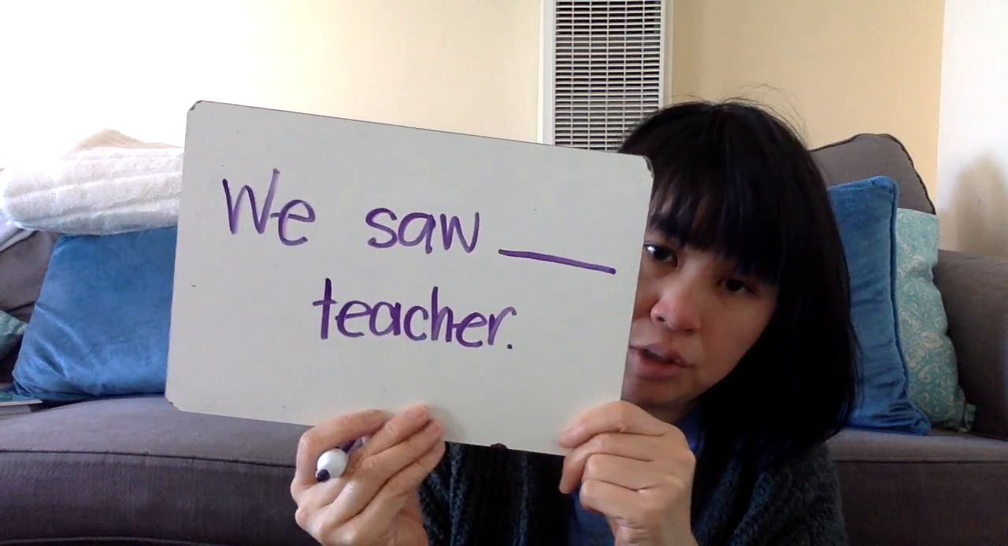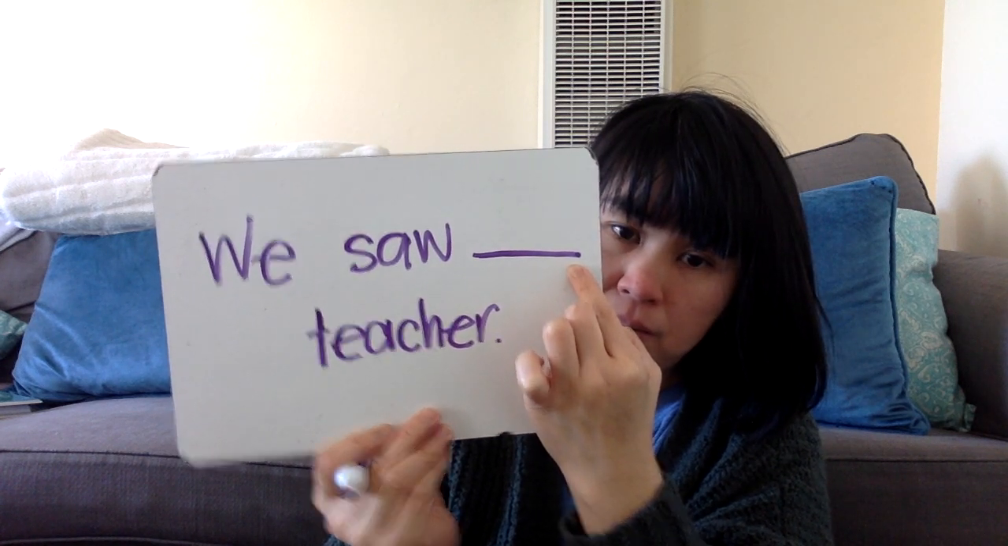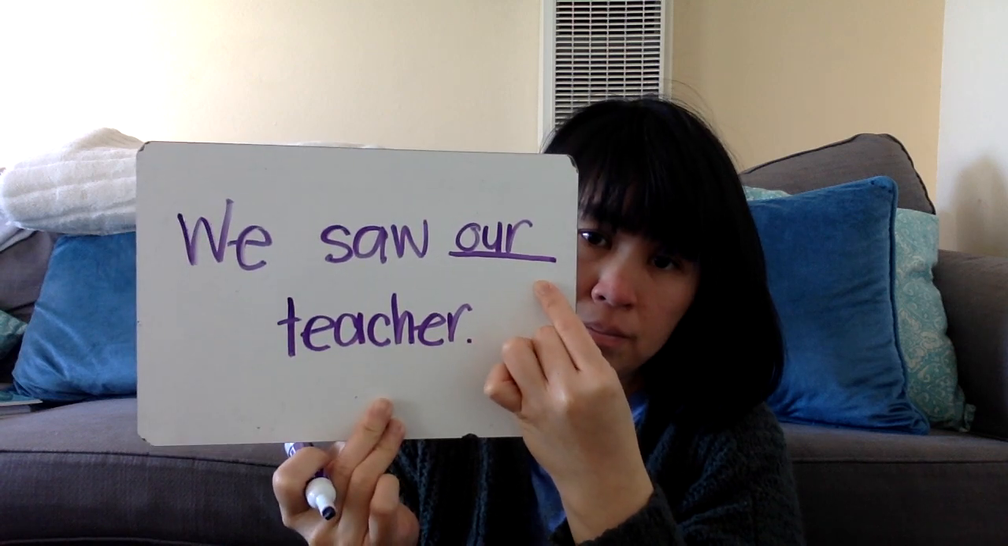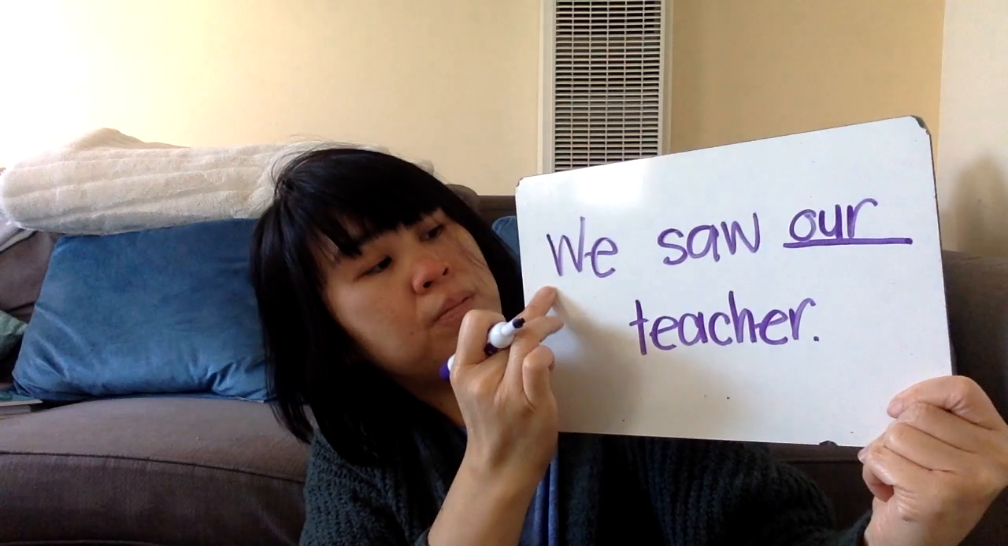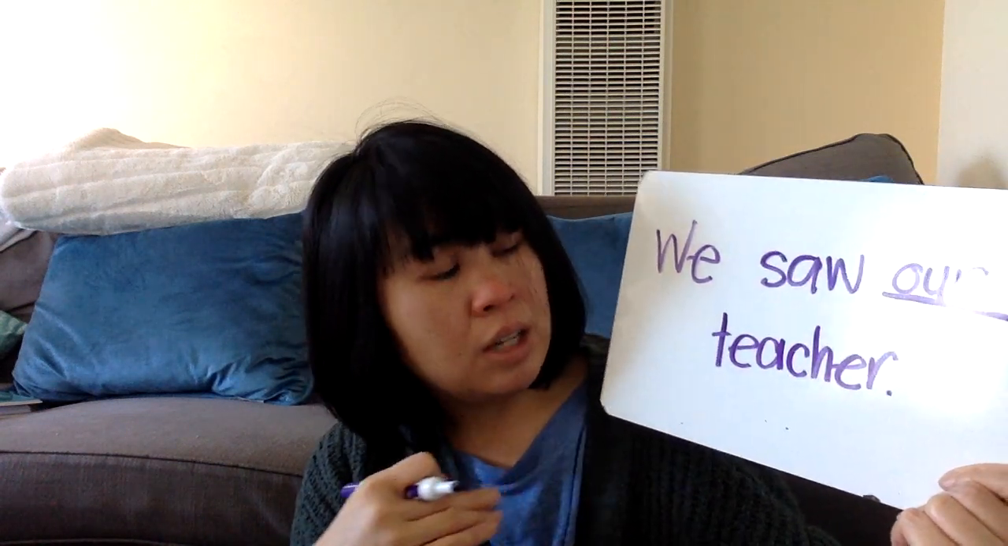Okay. One more to trick you with. We saw teacher. What possessive pronoun will go right here? All you have to do is write the possessive pronoun on your whiteboards or your piece of paper. Ready? And show me. Nice job. And can somebody tell me why it says our and not their? So when we talk about we, I'm part of that story and part of that sentence. And our, that means I'm part of that story or sentence. So that's why we said our.